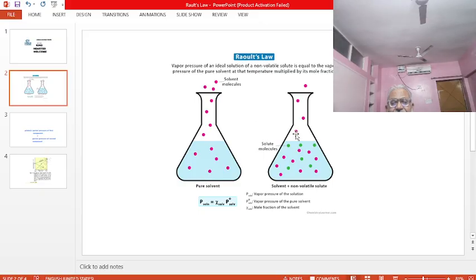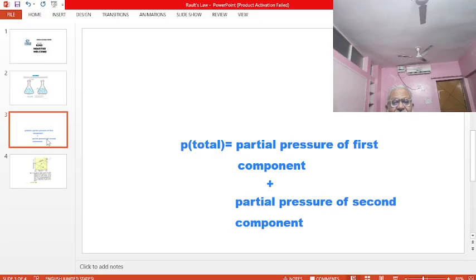This gives us the partial pressure of that component. Then what will be the total pressure of the different components that have been added into the solution? This will be the sum of the partial pressure of the first component and the partial pressure of the second component. If there are more than two components, then the partial pressure of each component will be added to calculate the total vapor pressure.